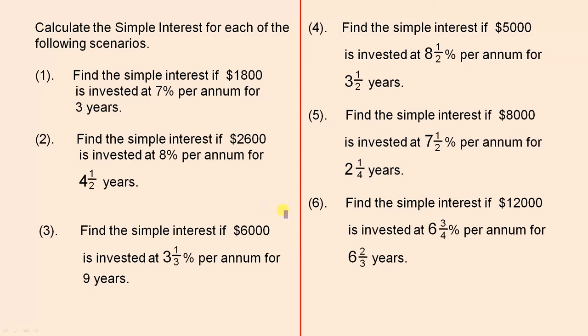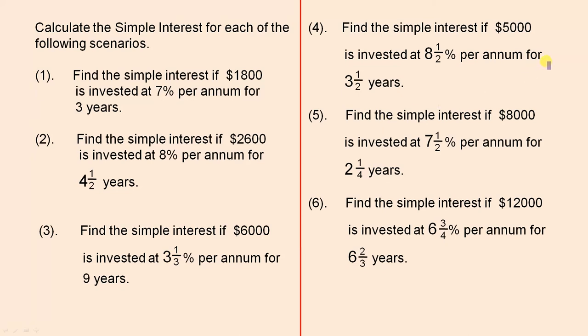Number 3, find the simple interest if $6,000 is invested at 3 1/3% per annum for 9 years. Again, you change this to a fraction. So we know that 3 1/3% is 3 1/3 over 100. So you change that so that the numerator and the denominator each contain whole numbers. Now we've done that, so you should know how to do that.